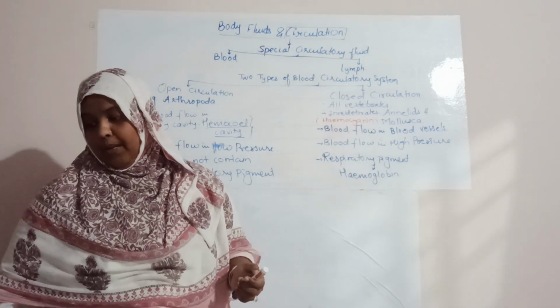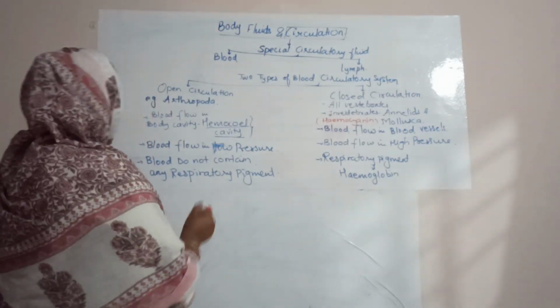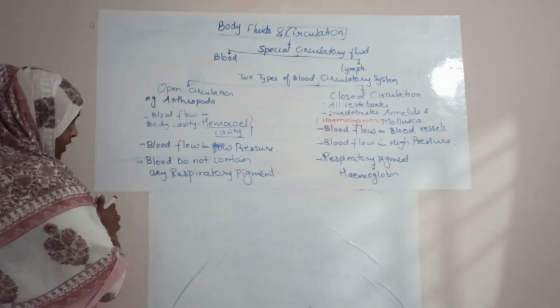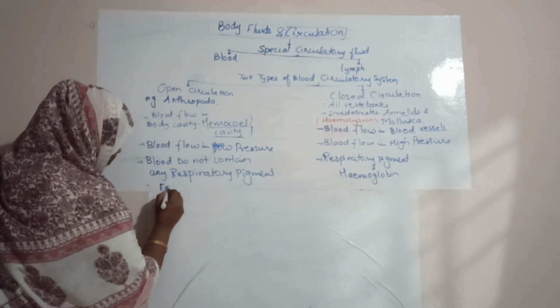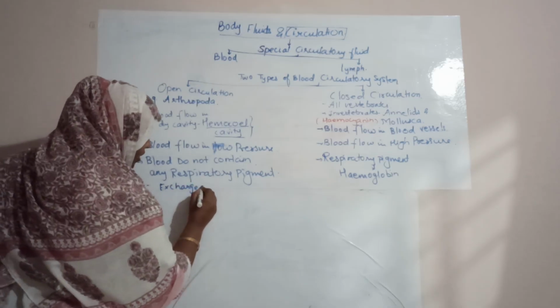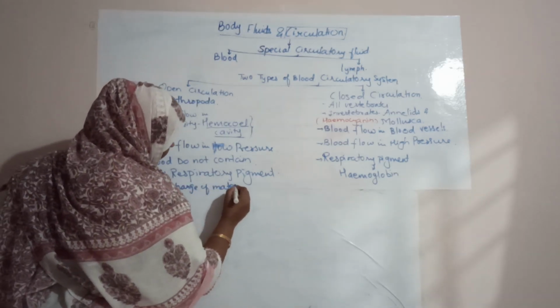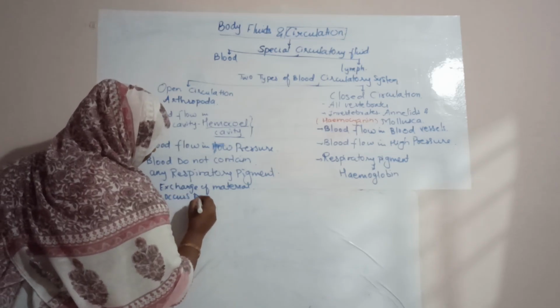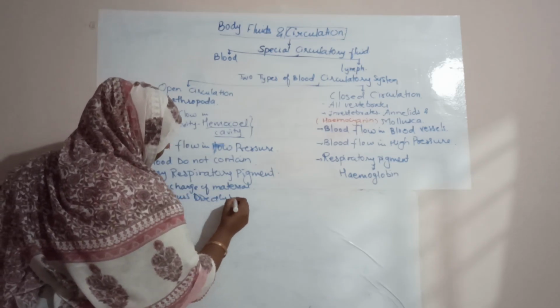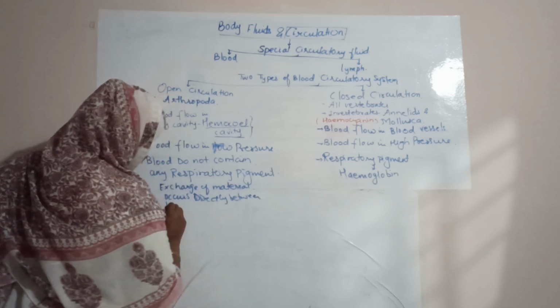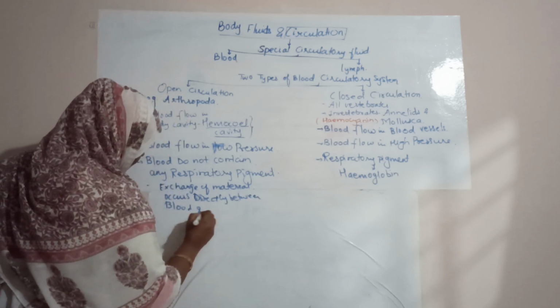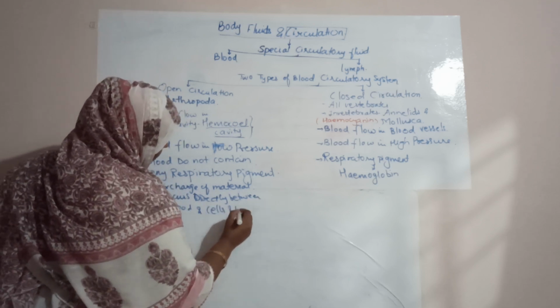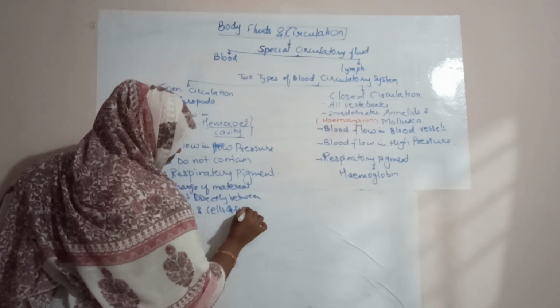The next one we study is the exchange of material. In an open circulatory system, exchange of material occurs directly between blood and cells or tissue.